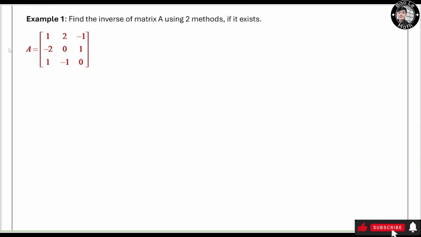First, we need to find the determinant of this matrix A. So, we're going to copy the first 2 columns over here. Alright, so the determinant of the matrix A is, you're going to start from top left to bottom right. So 1 times 0 times 0 is going to be 0. 2 times 1 times 1 is going to be 2. And negative 1 times negative 2 times negative 1 is going to be negative 2. Subtract bottom left to top right. It's going to be this one right here.